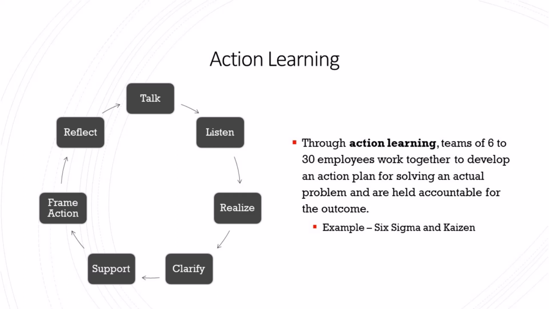The principles of Six Sigma and Kaizen are related to the principles of action learning. Six Sigma training seeks to minimize errors and mistakes through action learning. Kaizen training aims to continuously improve performance by teaching employees how to teach others and participate in the feedback system.